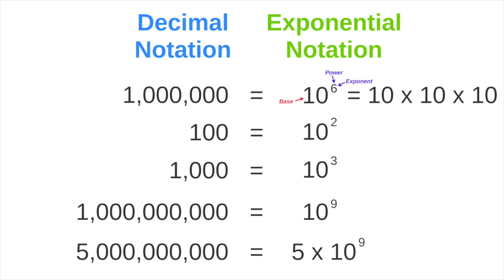With exponents, we can raise any number by any power we wish. 5 to the 2nd is 5 times 5, or 25. But we use powers of 10 in exponential notation because in our decimal system, we can make numbers 10 times larger or smaller by simply moving the decimal over one place.